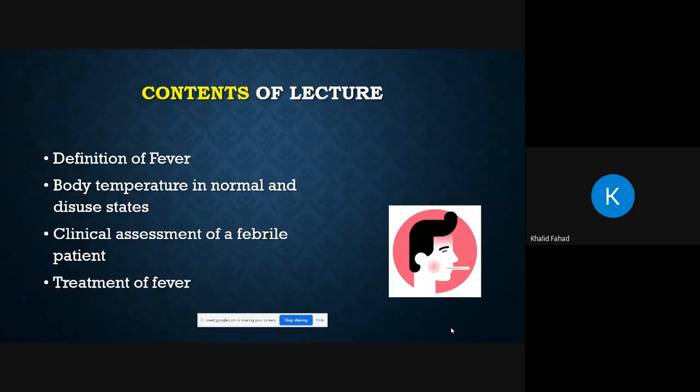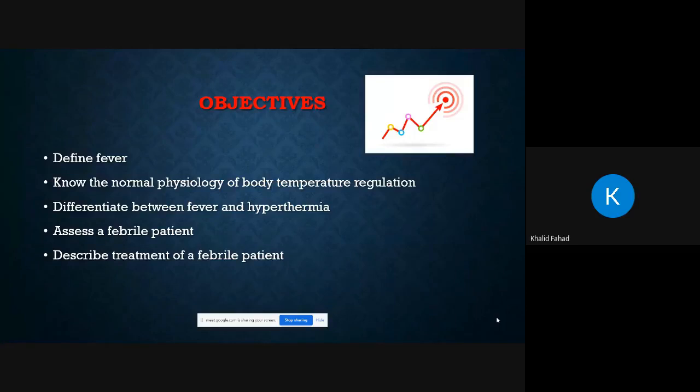What about the objectives of this lecture? First, to define fever and to know the normal physiology of body temperature regulation. Try to differentiate between fever and hyperthermia, and how to assess a febrile patient. And lastly, describe the treatment of a febrile patient. So this is the objectives of my lecture today.